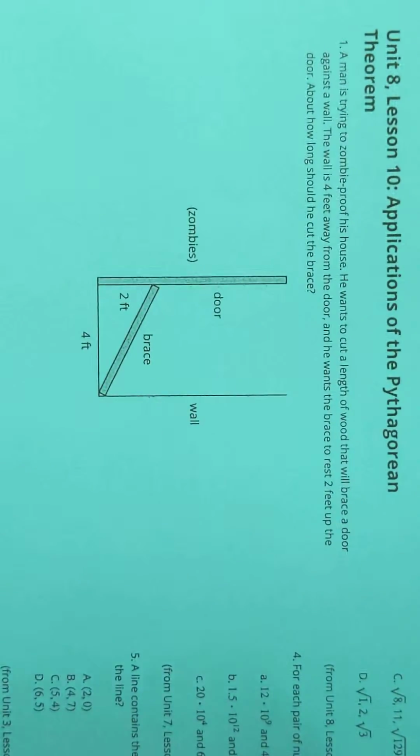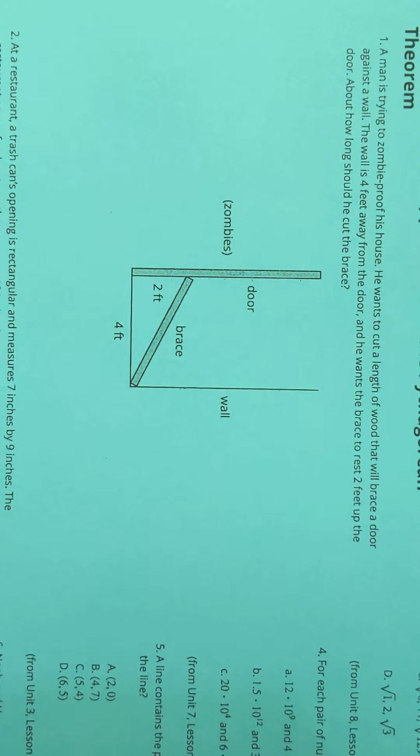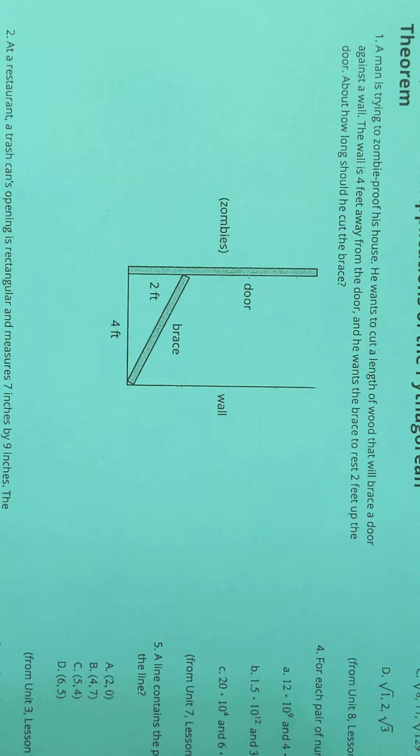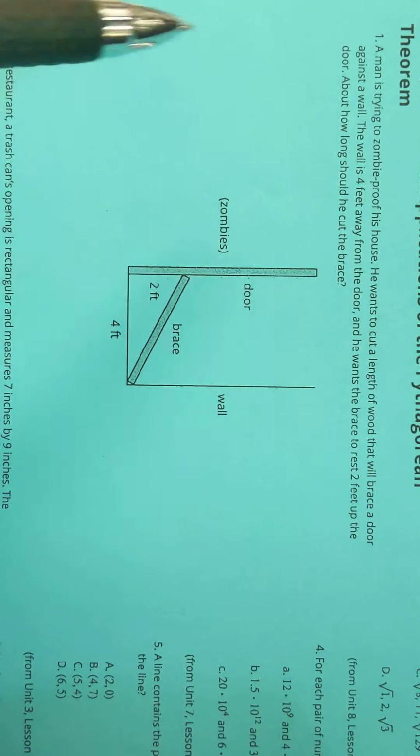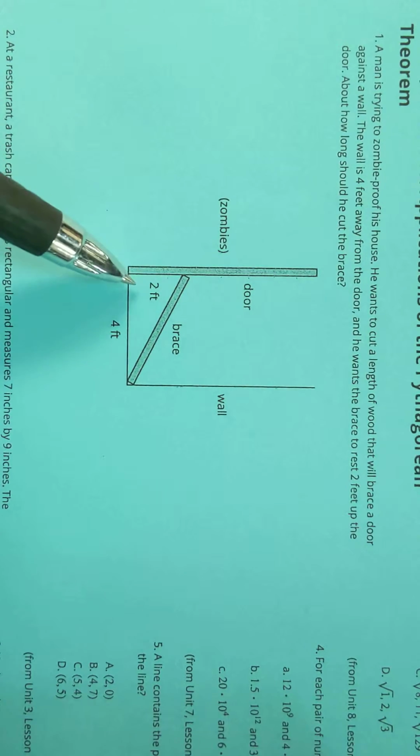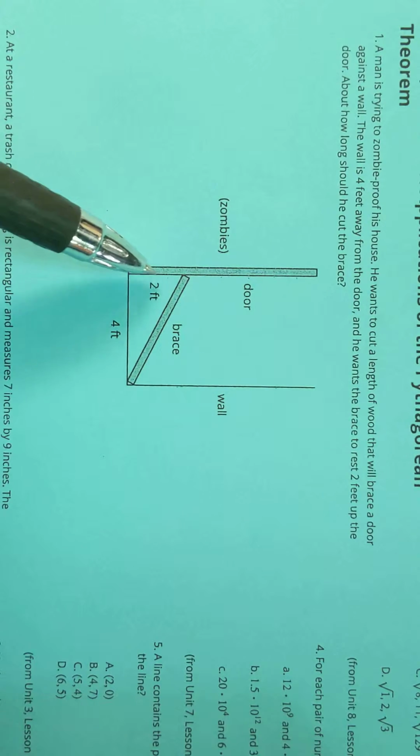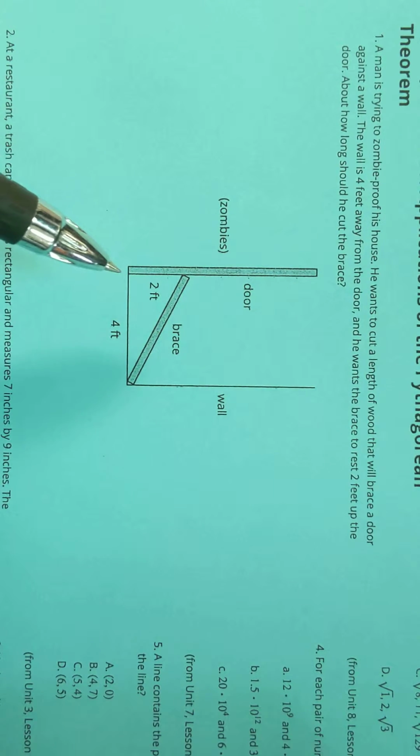Still more Pythagorean theorem. Now we're talking about some real world problems, except this one is zombie proofing a house. Cuddling two wood will brace a door against a wall. The picture pretty much shows us everything we need to know, though. The wall is 4 feet away from the door. He wants it to be 2 feet high. So we want to figure out how long that brace needs to be.